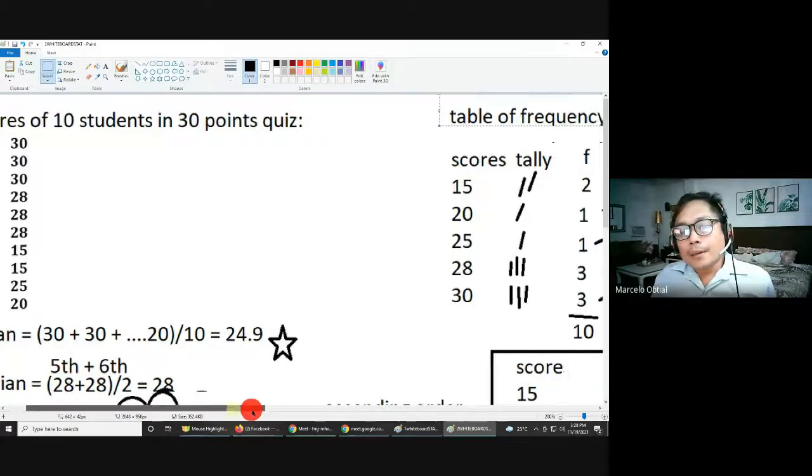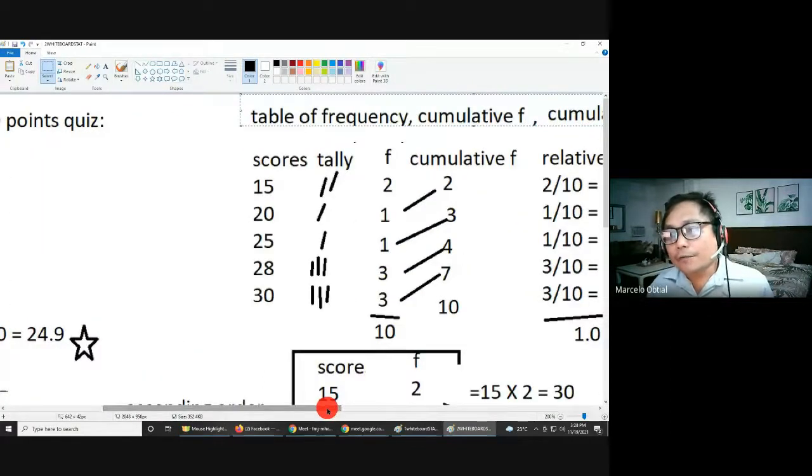Next. If you will be asked for the cumulative frequency, what you will do is just think of the word accumulation. In the first row, you copy the first frequency, which is 2. In the second row, you accumulate the succeeding frequency up to row 2. I'm talking about 2 and 1. 2 plus 1 will give you 3.